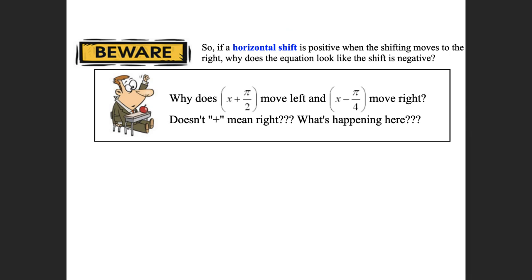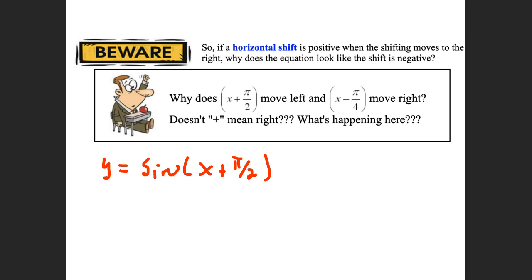So now we have to talk about shifting left and right, because a sine and cosine graph can be shifted left and right, just like we did with our other types of problems, like quadratics. We shifted left and right. Remember, if it's plus inside, it's going to move to the left. If it's minus inside, it's going to move to the right. So if I gave you a problem, let's say I gave you something like y is equal to the sine of x plus pi over 2.